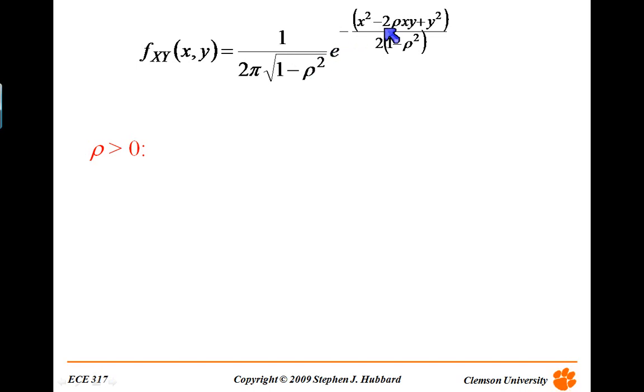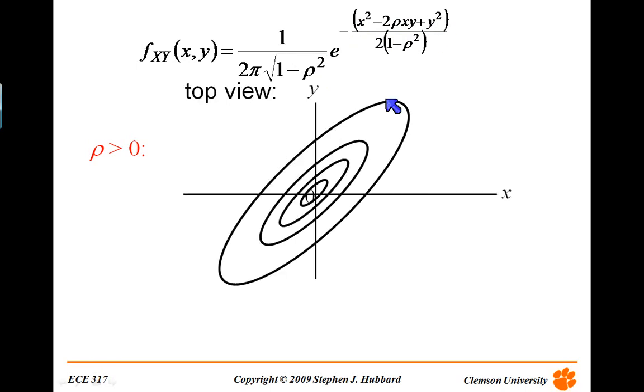If rho is positive, then all of a sudden we don't have x squared plus y squared in the numerator up here anymore. We've got x squared minus 2 rho xy plus y squared, and instead of being the equation of a circle, that's the equation of an ellipse. And so the contours are elliptical, and if rho is positive, for reasons I don't want to go into here, but relatively simple analytic geometry, the major axis is going to be the line y equals x. So these ellipses are lined up along the line y equals x.